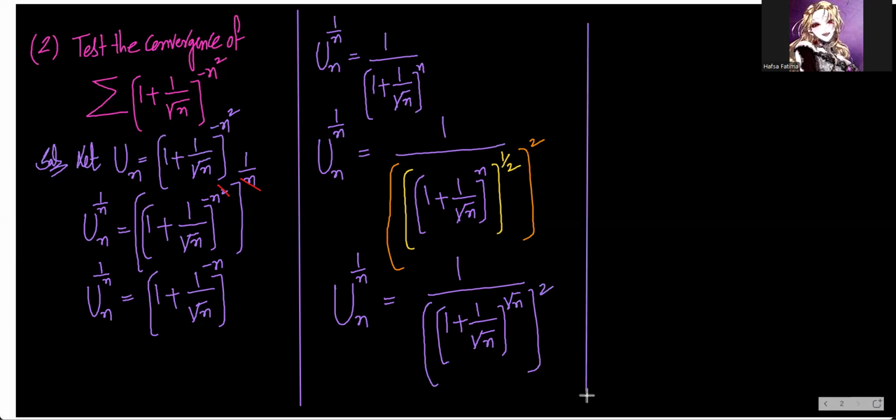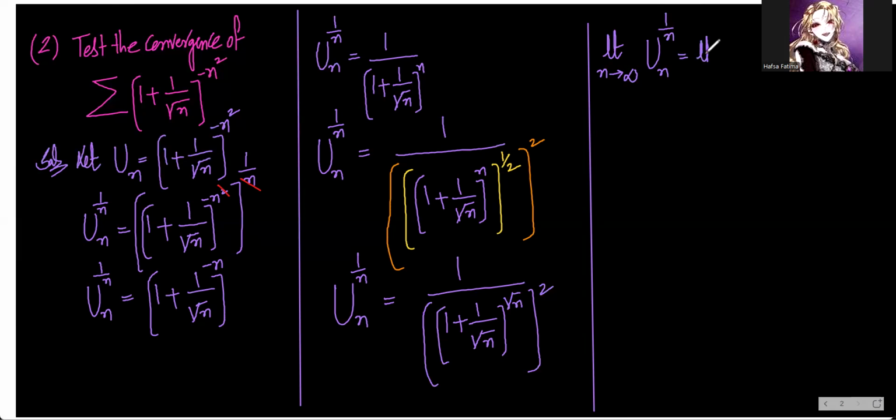What is the third step? See, we have to apply the limit. Now taking limit n tending to infinity, un to the power of 1/n is equals to, as I already explained in the last problem, the limit in the numerator will have no use at all. 1 plus 1/√n, to the power of √n.